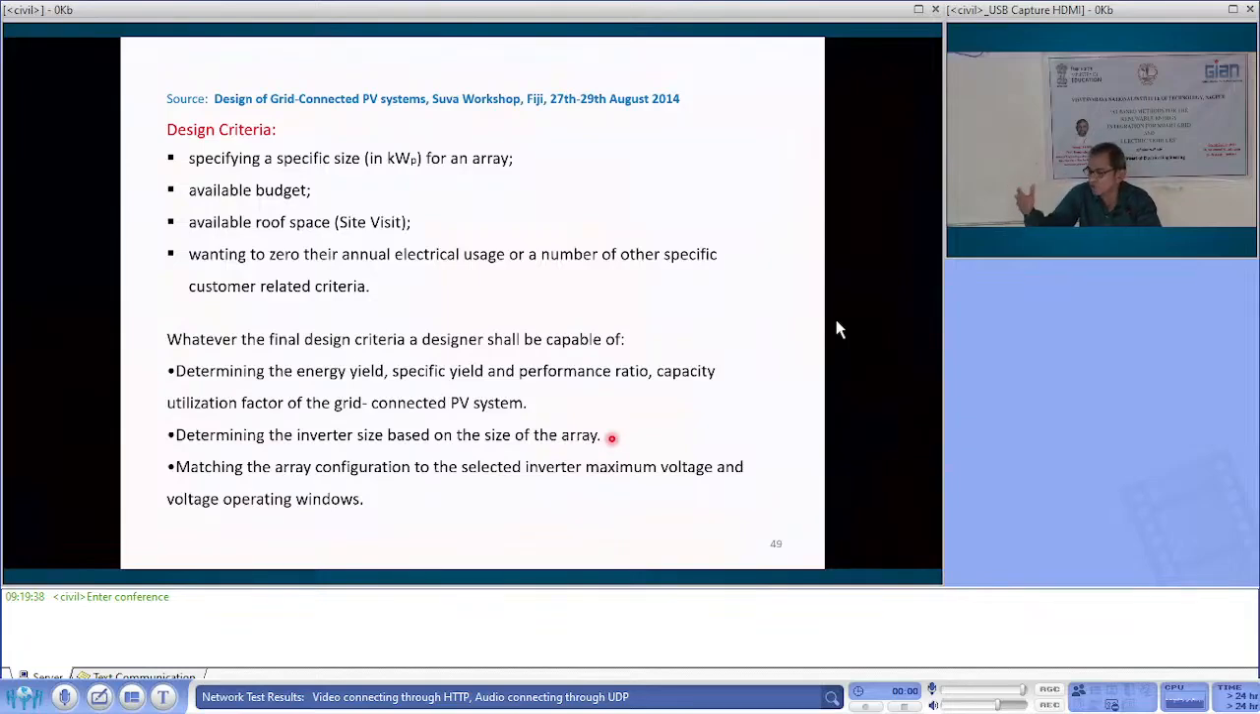और स्टूडेंट डू नॉट नो, फैकल्टी डू नॉट नो CAD. Therefore they design complete system with number of panels and inverters and everything, but वो जो structure का drawing है, steel structure which is done using CAD, that knowledge, that skill is required. Available roof space, wanting to zero their annual electrical usage.